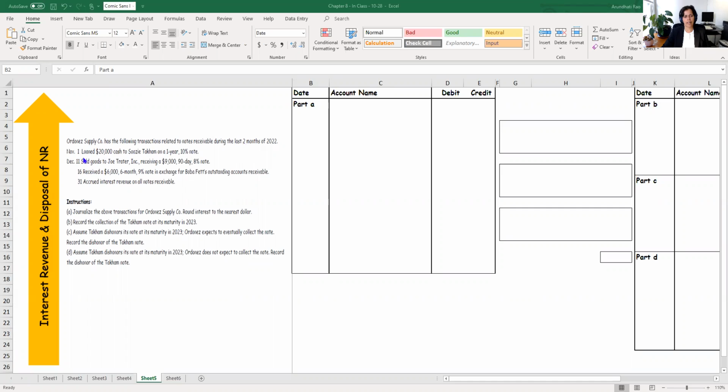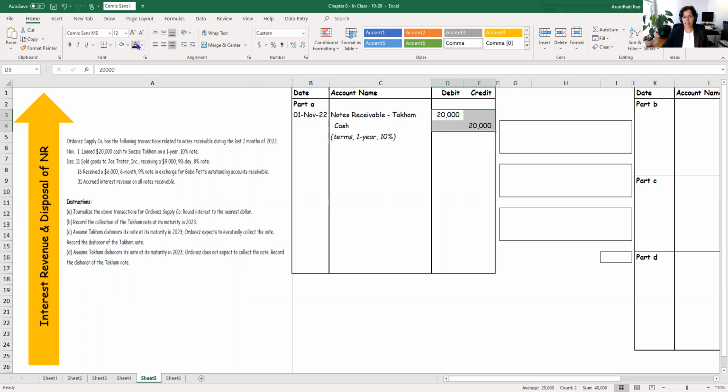On November 1st, they loaned an outside party $20,000 cash, and they've accepted a 1-year 10% note. So this is a case in which they have given a business partner a loan. In exchange, they have accepted a notes receivable. That's a promise that they will return the money to us. I'm giving cash right now, and the terms of the note are 1 year, 10%. It's really important to keep a note of the details over here. The details being the date of the transaction, who the party is, and what the terms of the notes are.